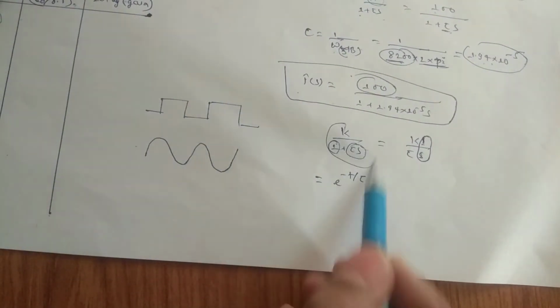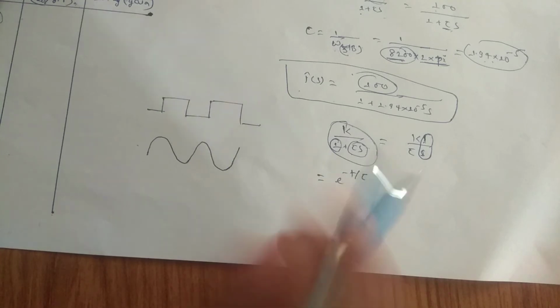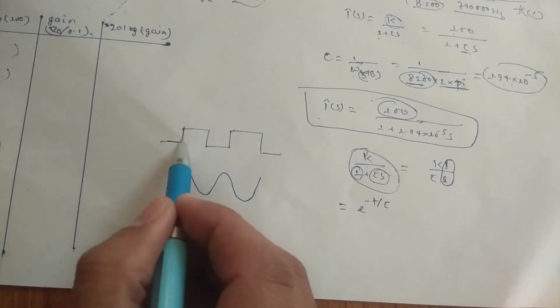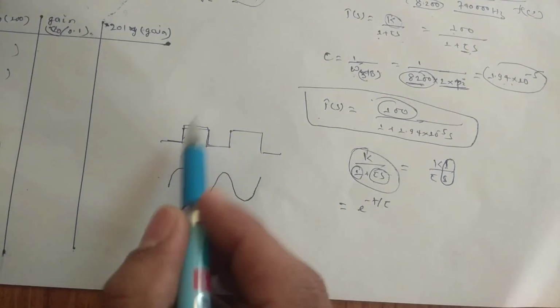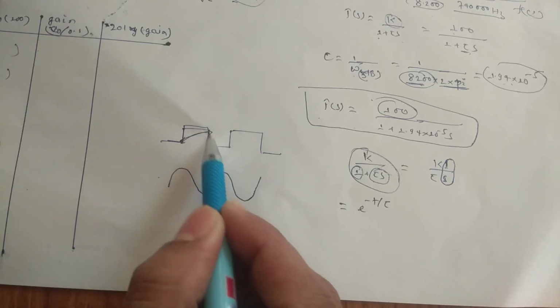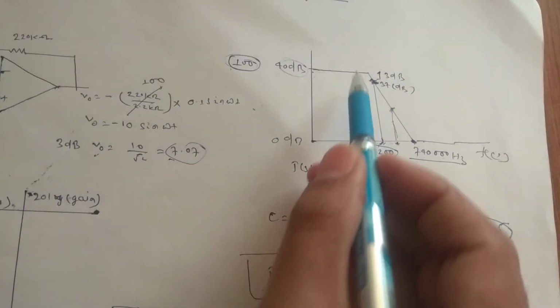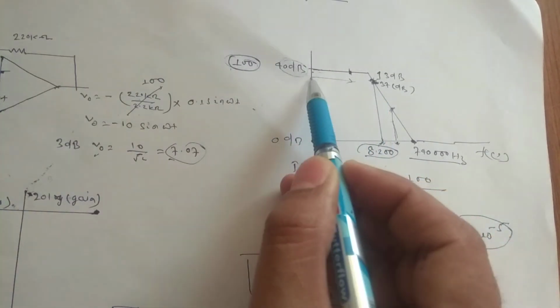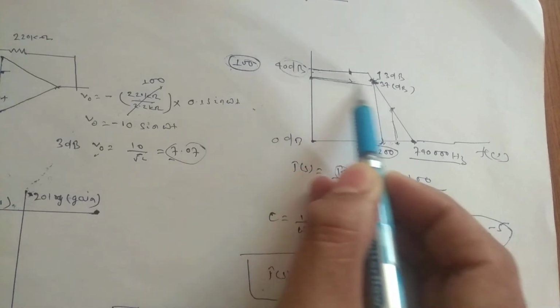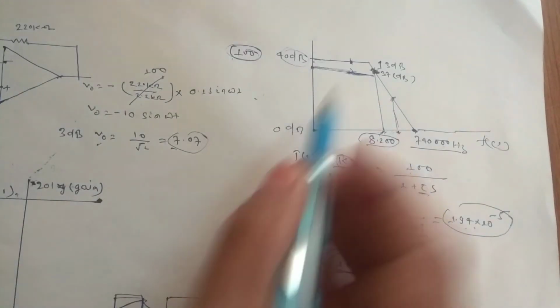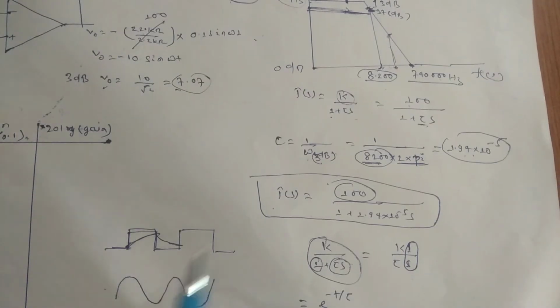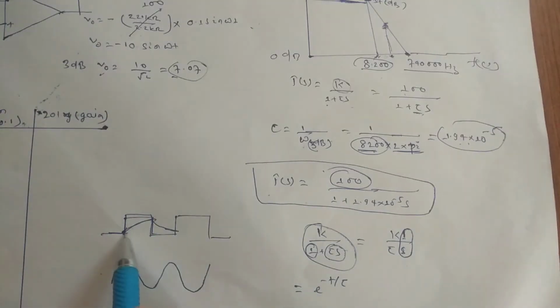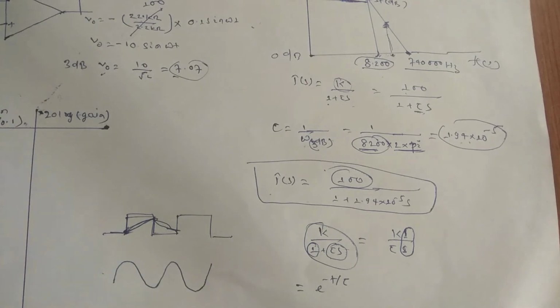Now what is the time domain response, e to the minus t by tau? When we feed this type of signal, a square signal, charging and discharging will be happening from this frequency to almost this frequency. Till this frequency it will be charging and discharging, and around this frequency it will be doing the perfect integration. That we are going to look at on the DSO.